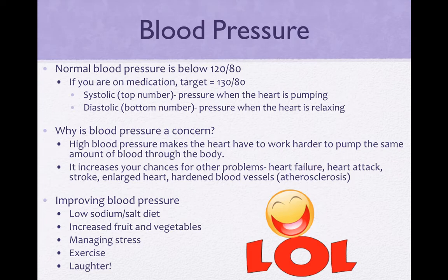In order for you to run the same speed, you have to work harder when you're running up a hill as opposed to on flat ground. High blood pressure also increases your chance for heart failure, heart attacks, strokes, enlarged heart, and hardened blood vessels, or atherosclerosis. How do you improve your blood pressure?